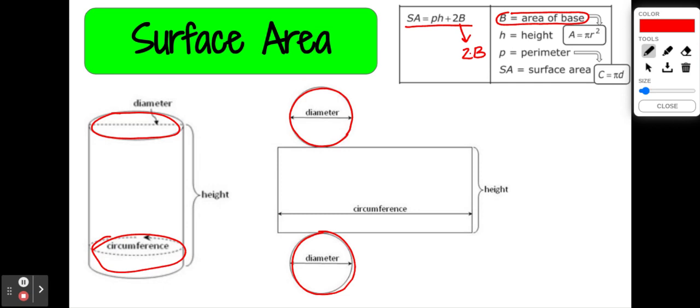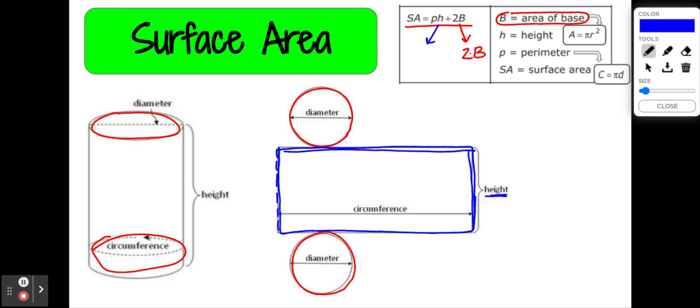Now for the second part, this is a little bit trickier. The second part is the pH. Think about the net of a cylinder. You have the two circular bases, but then you also have this tube that wraps around to become the middle of the cylinder. If you were to cut it right along here and unroll that tube, it would create a rectangle. To find the area of a rectangle, I would take the length and multiply it by the width. The height is the width of that rectangle.